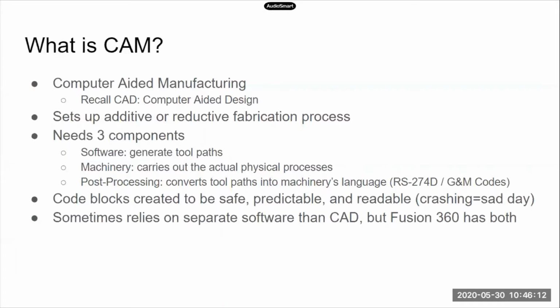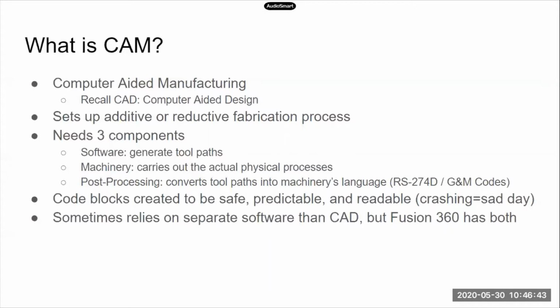What that means is, additive is like 3D printing. If you have anything where you don't have material and then suddenly have material, you're building it up. That's additive. Reductive is exactly what it sounds like, the exact opposite. You're taking material away, so you have a piece of stock and you're removing material from it until you get your desired shape.